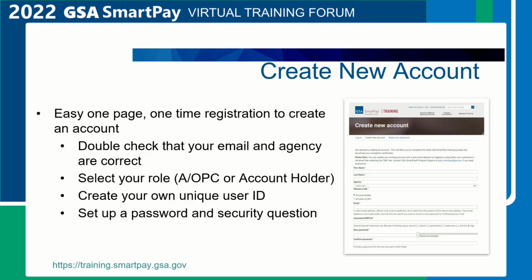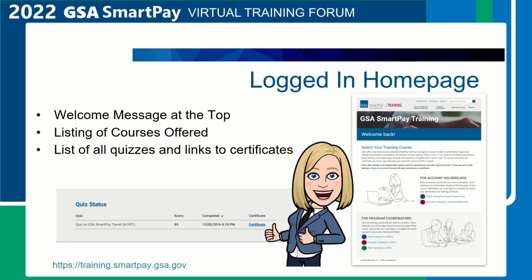Select your role, either AOPC or account holder. Then create your own unique user ID. This can be anything you choose. Just please keep it professional. If you receive an error message stating that the user ID already exists, it means that someone has already chosen that ID. Just keep trying something different until it is accepted. Lastly, set up your password and save your information by clicking on the Create New Account button. Now you have an account.